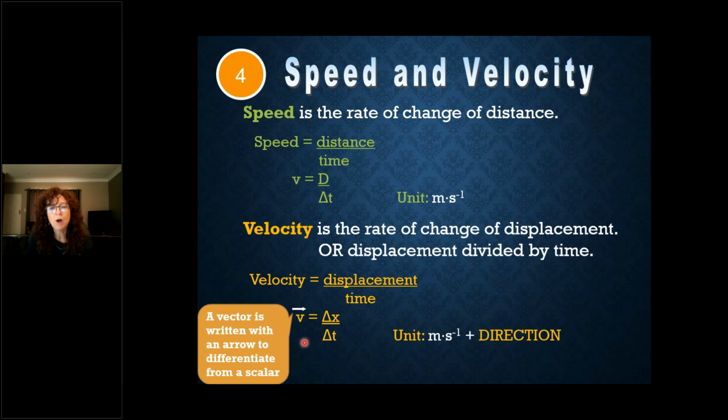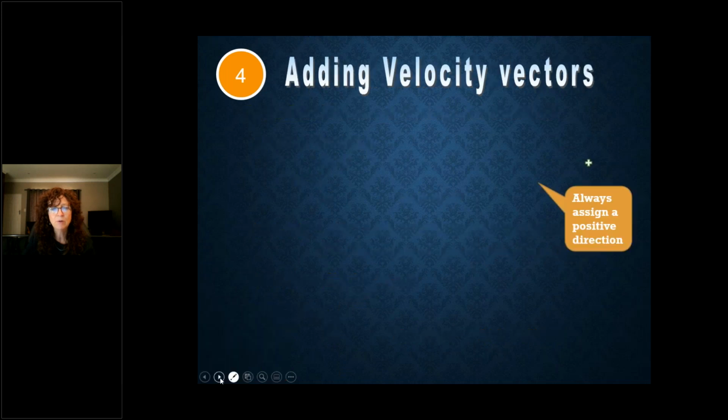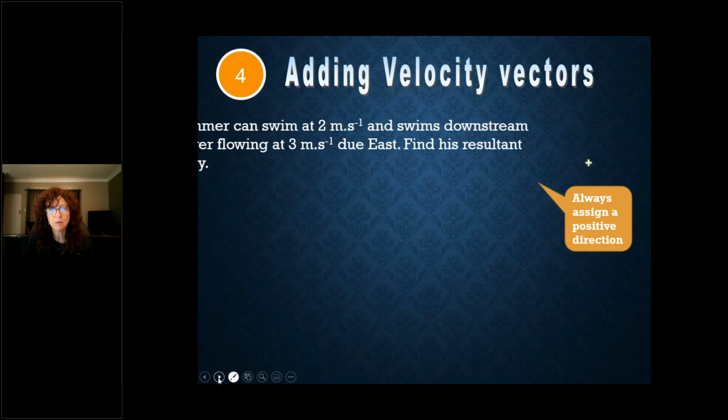So if there are only two, you can calculate the velocity first with this formula. You're going to use either the initial velocity or the final velocity. When adding velocity vectors, you always assign a positive direction. Please, learners, you must state which direction you are going to take in the calculation as the positive direction.